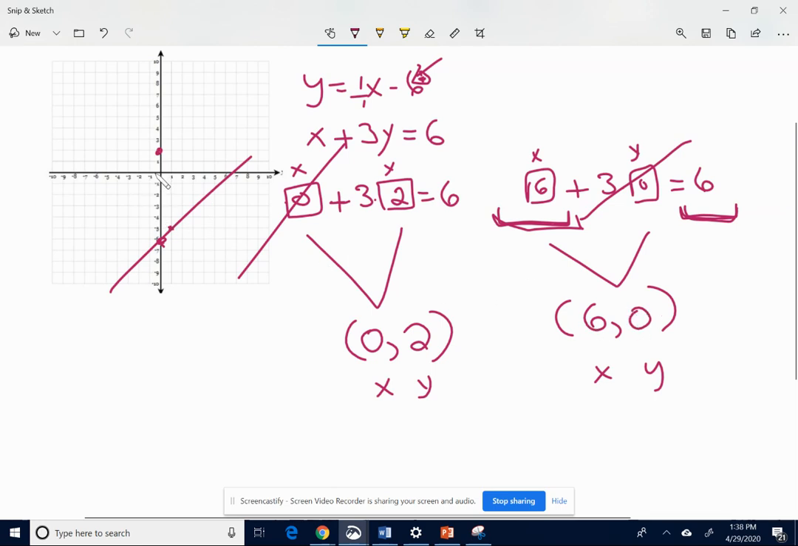My other point is 6, 0 for the second line. So I'm going to go over to 6, and I'm not going to go up or down at all. And DeltaMath is going to give me the second line. And then you just see where the 2 lines intersect. I have no idea if that's really where they cross. I kind of doubt it, because I'm just doing this freehand.